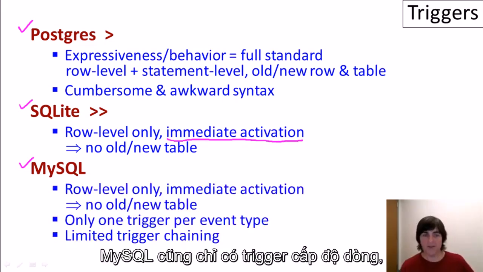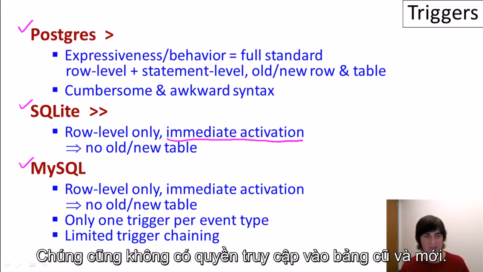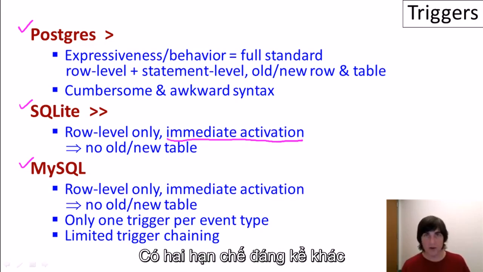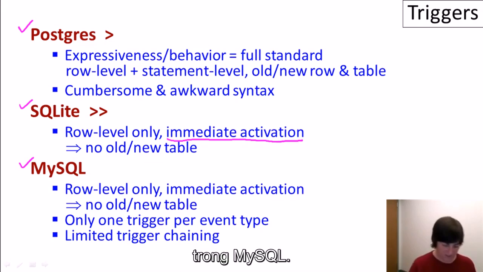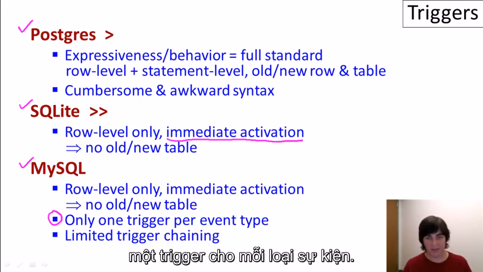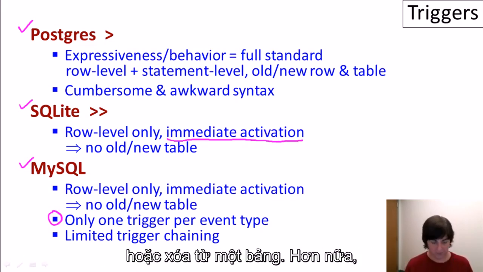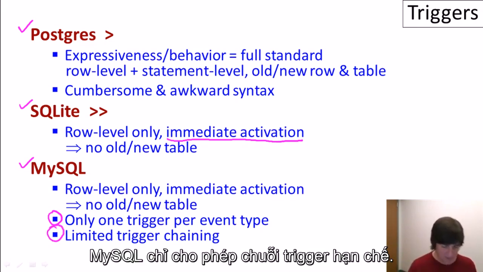Like SQLite, MySQL also has only row-level triggers, and they are activated immediately instead of at the end of the statement. They also don't have access to old and new table. But there are two other significant limitations in MySQL. One of them is that MySQL only permits one trigger per event type. So, for example, only one trigger for inserting into a particular table or deleting from a table. Furthermore, there's limited trigger chaining allowed in MySQL.